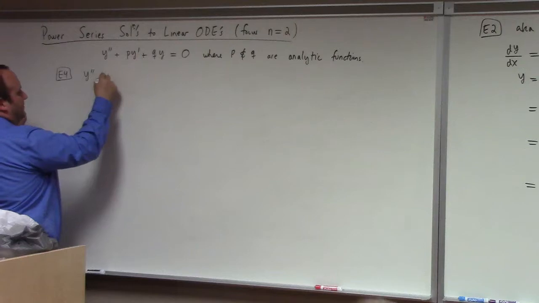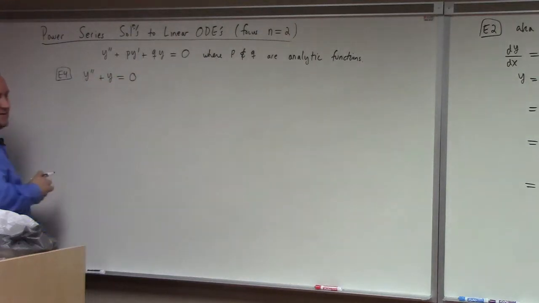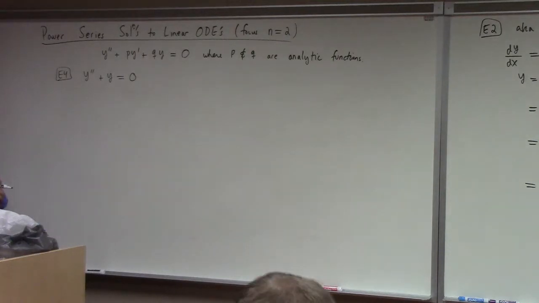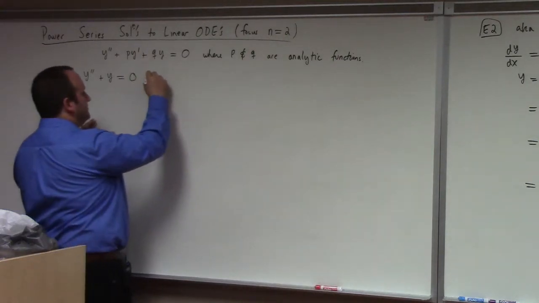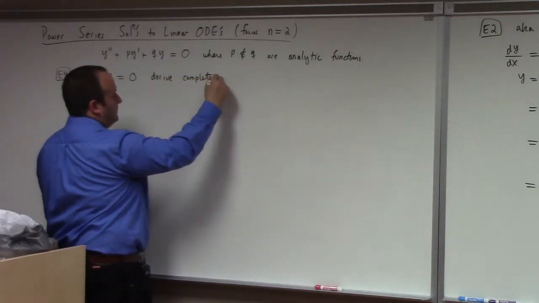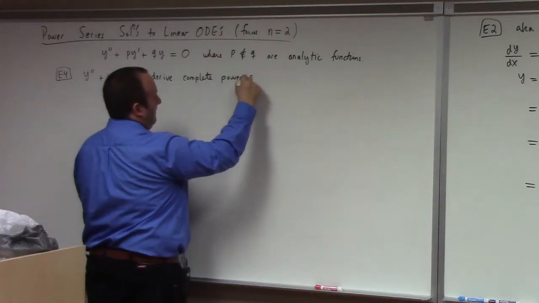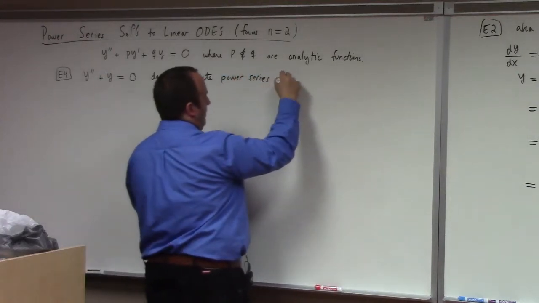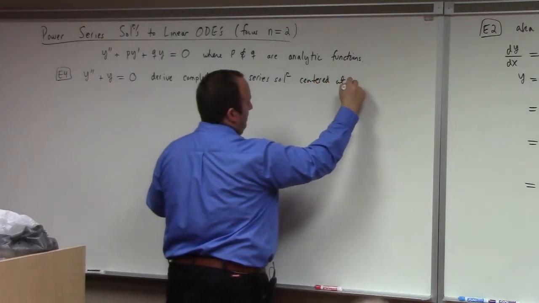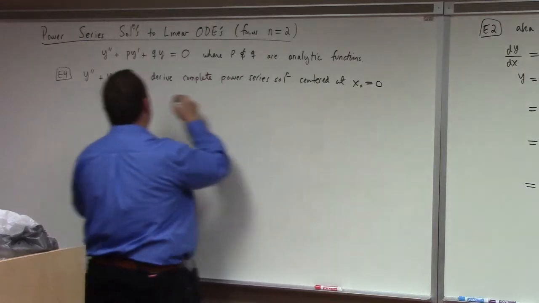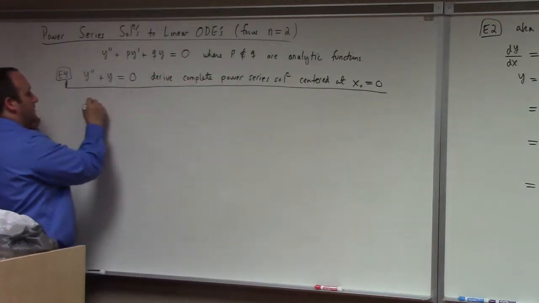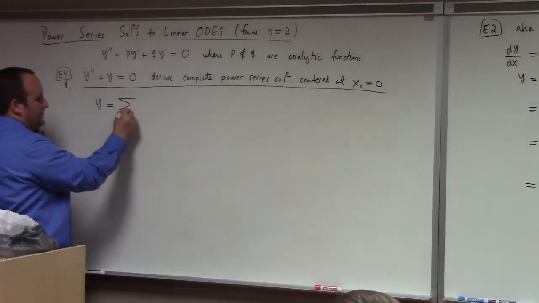So example 4. y prime prime plus y equals 0. You know the solution to this already. But let's derive the complete power series solution using our method, centered at 0. So what we do is we're going to say y is equal to the summation.